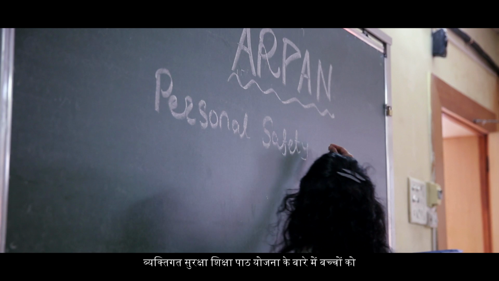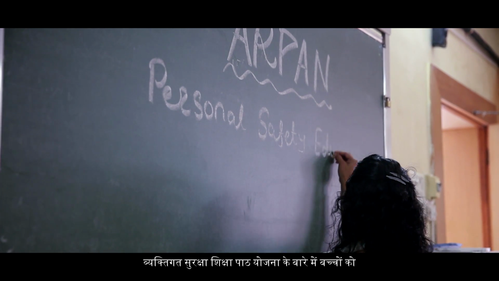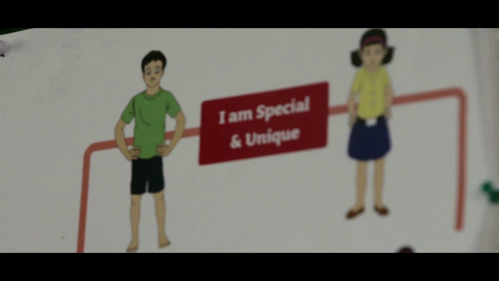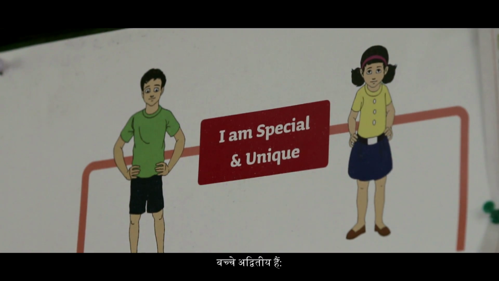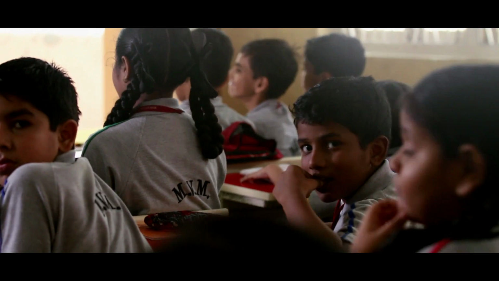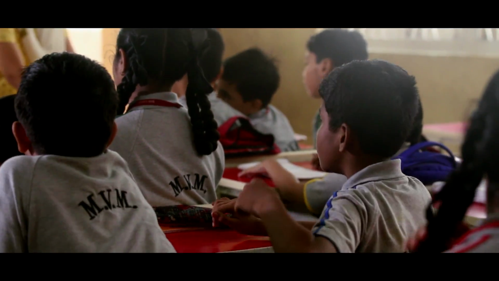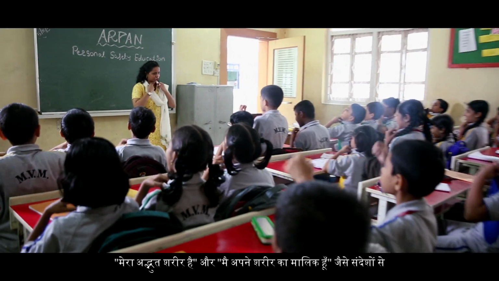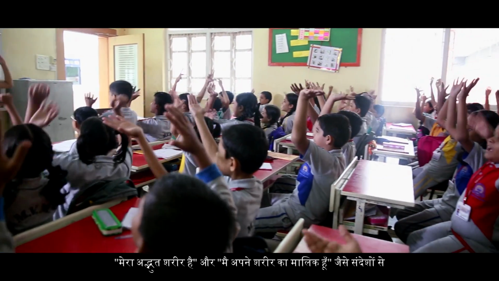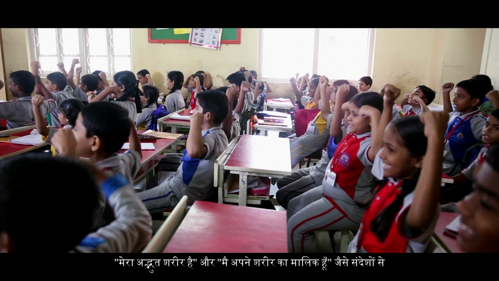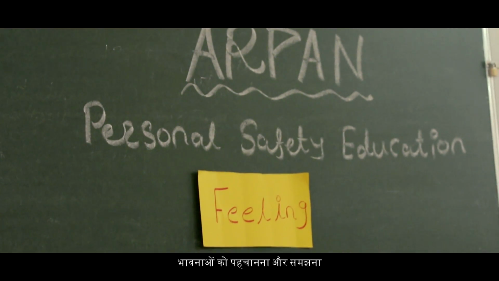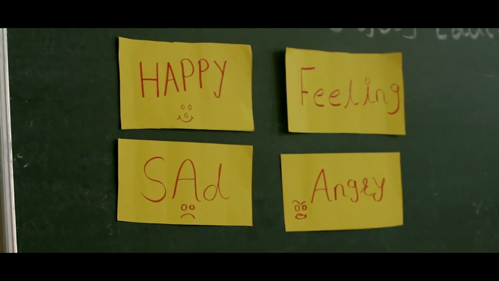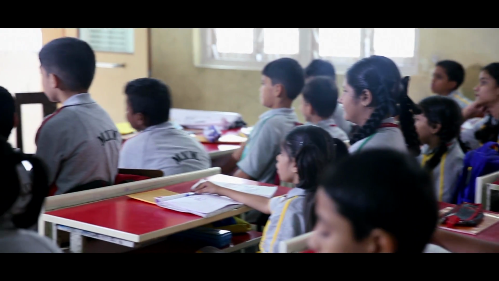Personal safety education lesson plans conducted with children are systematic, contextualized, and age-appropriate. Uniqueness of children: explaining how every child or individual is unique and special through messages like "I am special, unique, and part of my body." Feelings: the lesson plans then focus on identifying feelings: happy, sad, angry, scared, shy, and confused.